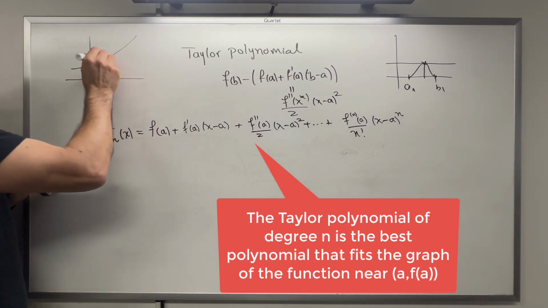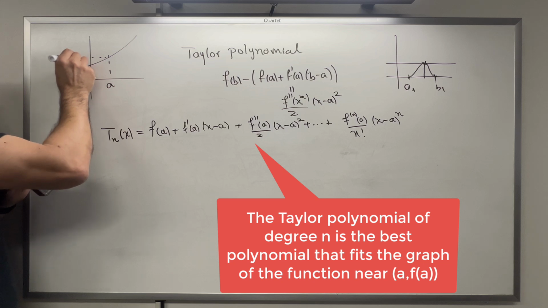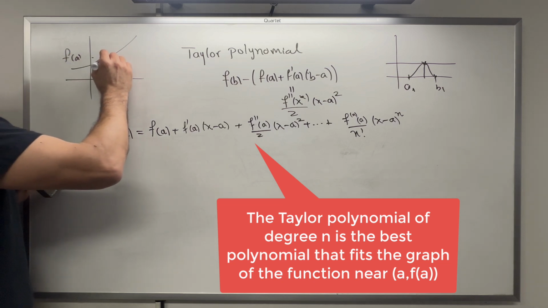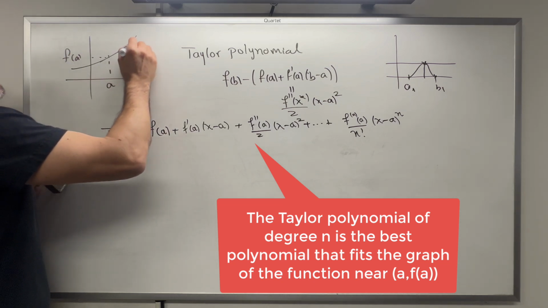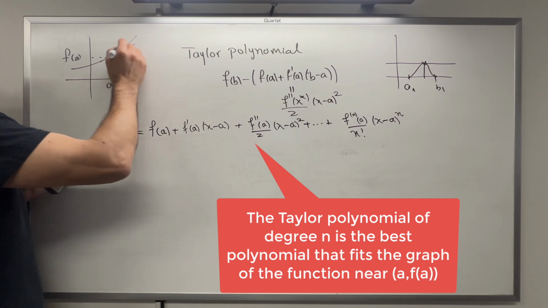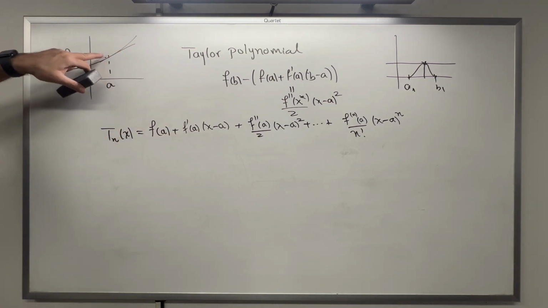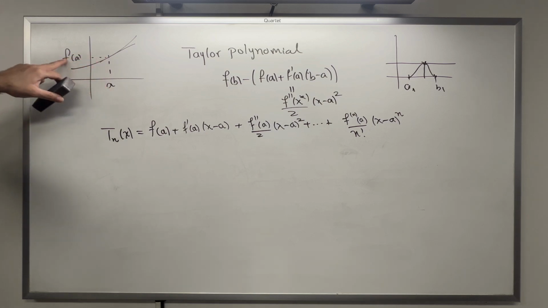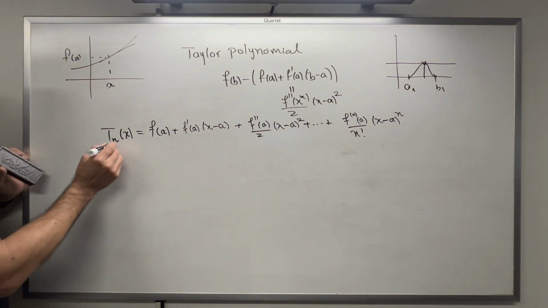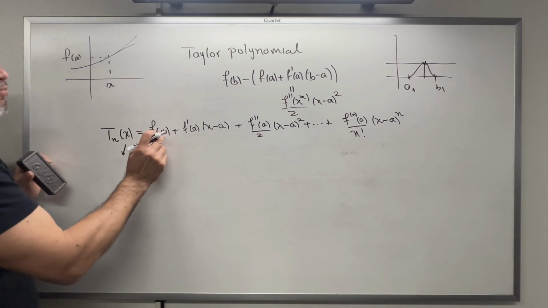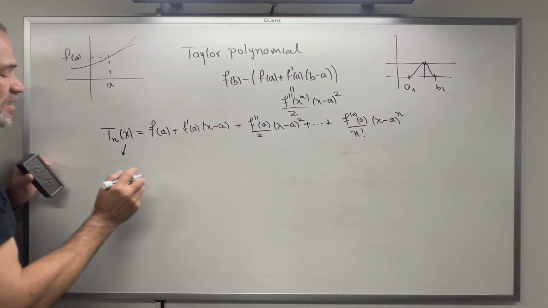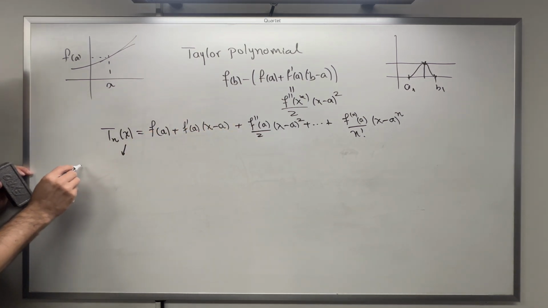If this is a and this is f of a, then the Taylor polynomial of order 1 is the best polynomial of order 1 that fits the function. This will be the best polynomial of order n that fits the function near the point a, f of a. And actually, the reason we have these coefficients is because we want this property to hold true.